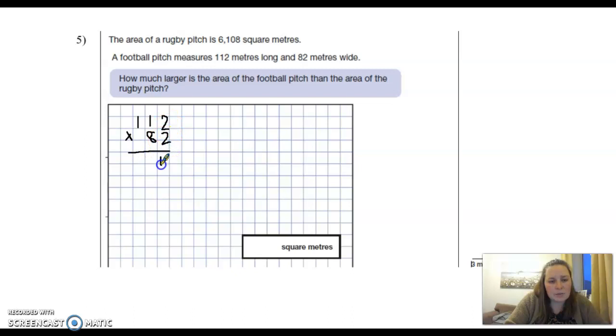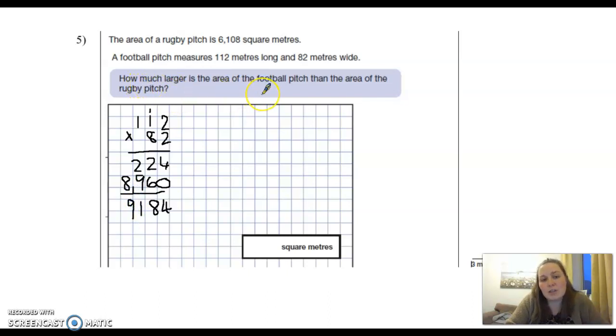Work that out. 2 times 2 is 4. 2 times 1 is 2. 2 times 1 is 2. Times by 80 now. 8 times 2 is 16. 8 times 1 is 8, add the 1 is 9, and 8 times 1 is 8. Add them together. So this will give us the area of the football pitch, and then we will be able to do the next calculation. So that gives us 9,184.